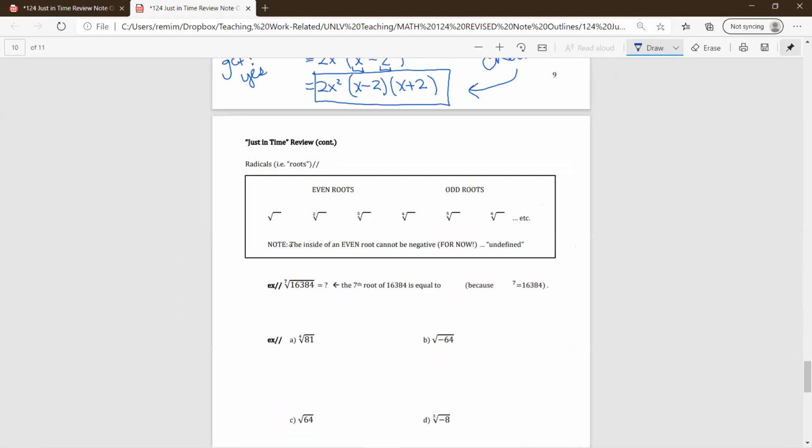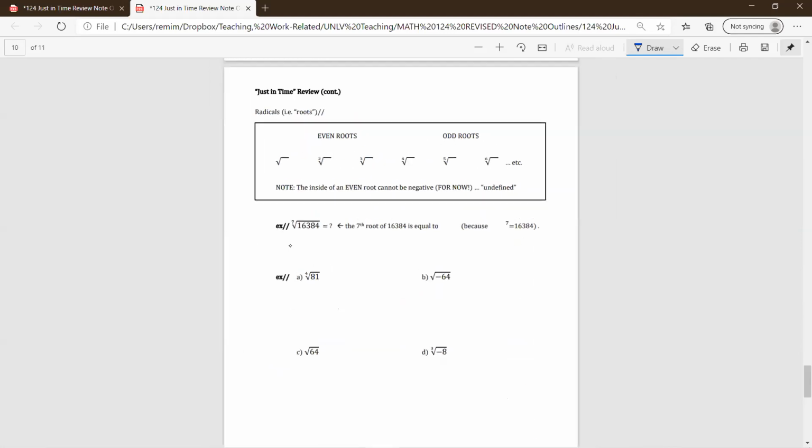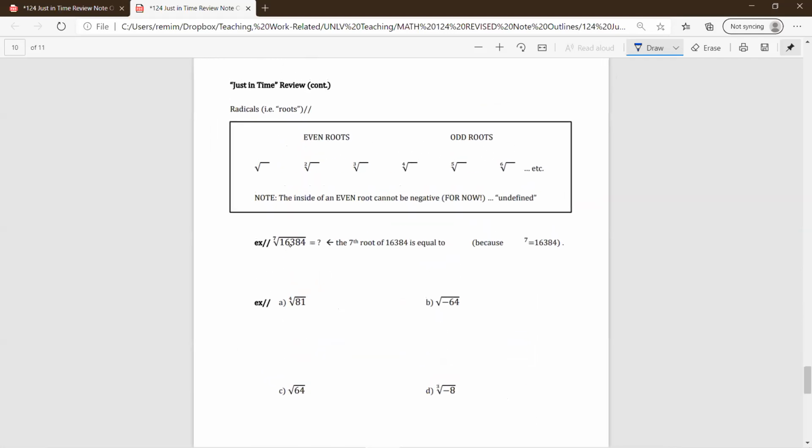Now let's move on to another topic. Radicals or roots. So we have generally two types of roots that we might see in this class. We have even roots and we have odd roots. Even roots, that just means roots that have an even number associated with them. So first of all, these two things mean the same thing.